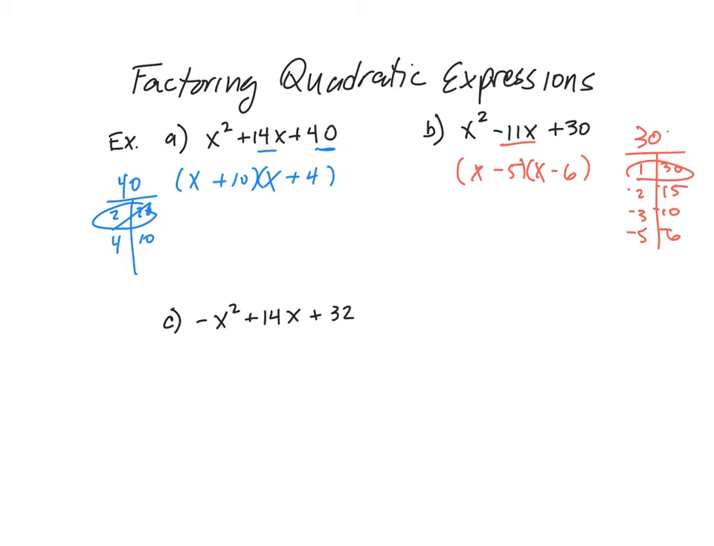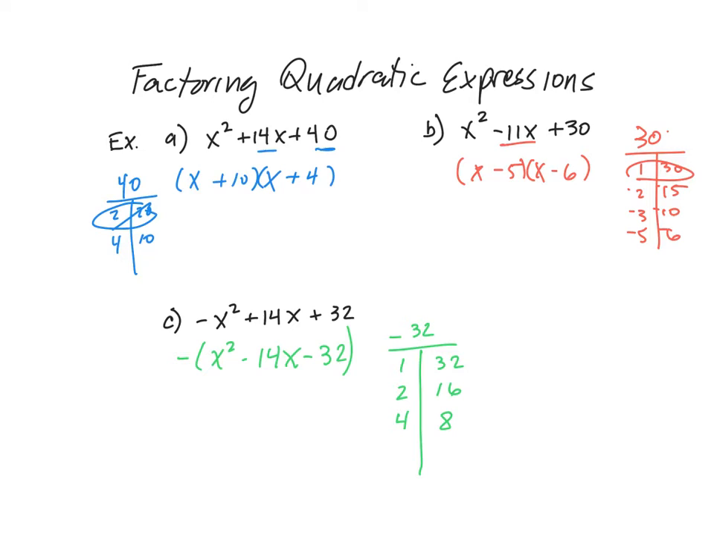Now looking at example C, there's one thing we didn't talk about in the other two examples. Anytime you're factoring, the first thing you want to do is look for a greatest common factor, because I want that quadratic expression to be in standard form. So I can actually take out a negative 1 from my terms, and I have x squared minus 14x minus 32. Now we're going to factor that expression.